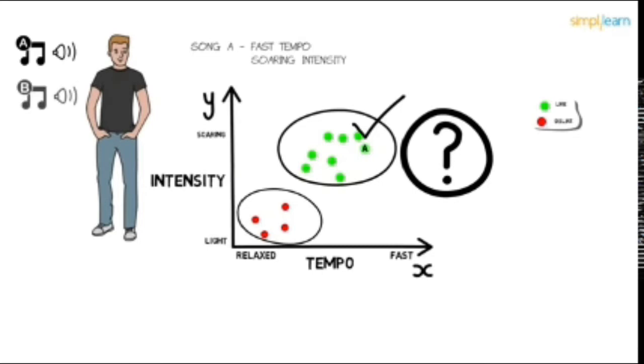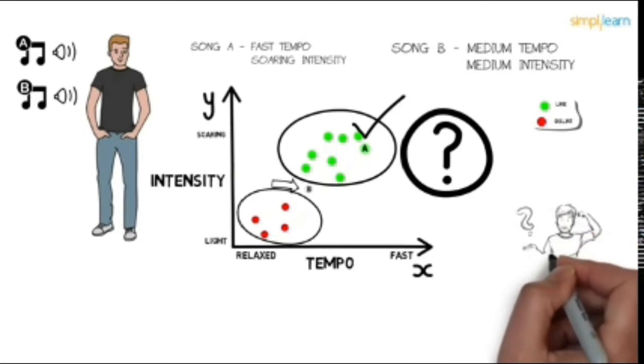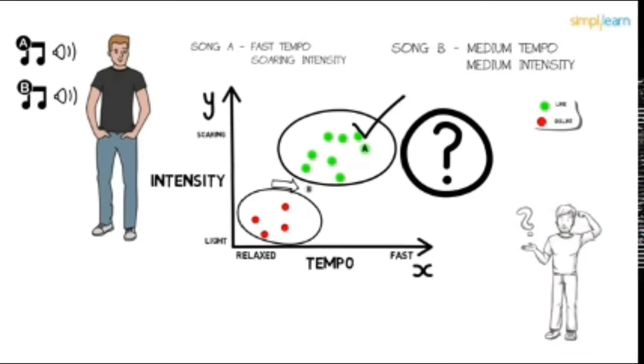Now, Paul would listen to a new song. Let's name this song as Song B. Now, Song B lies somewhere over here, with medium tempo and medium intensity. Now, can you guess whether he would like the song or not? Here, the choices are very unclear. It is neither relaxed nor fast, neither light nor soaring.